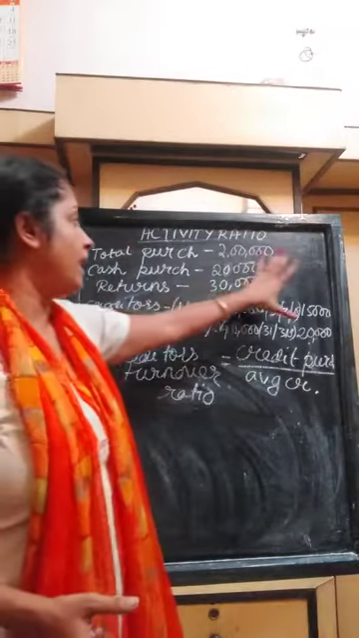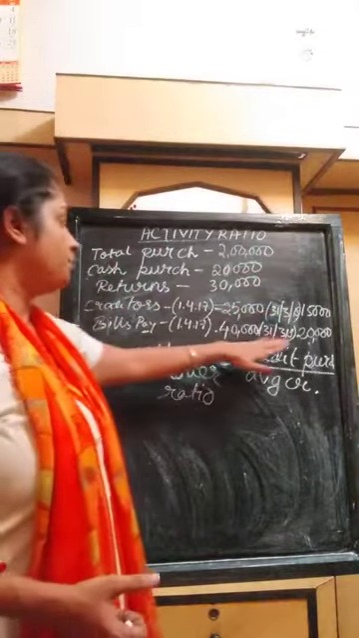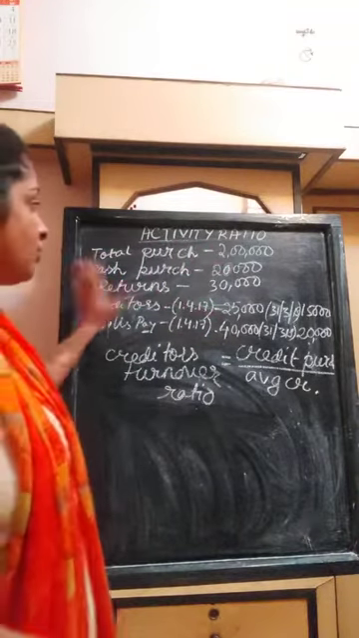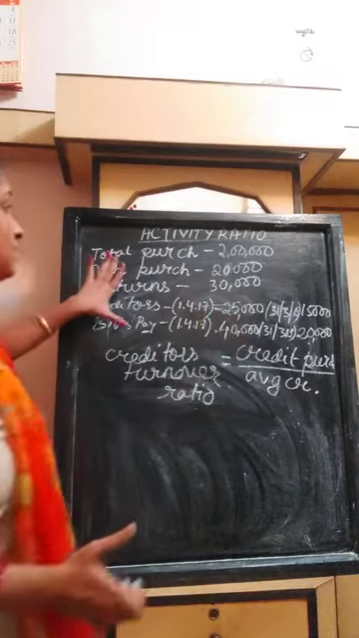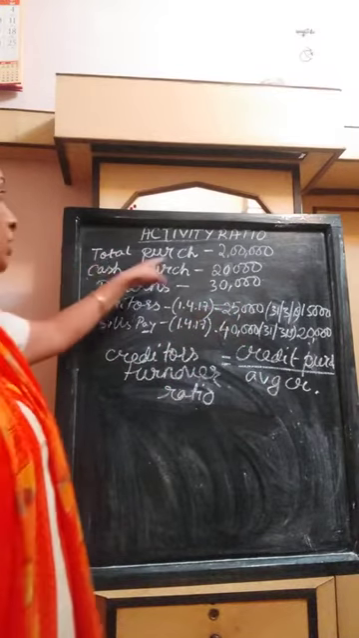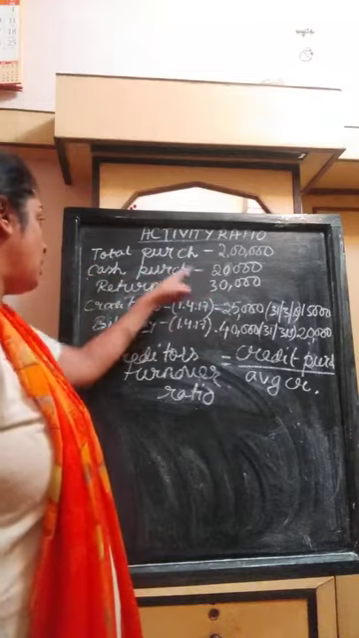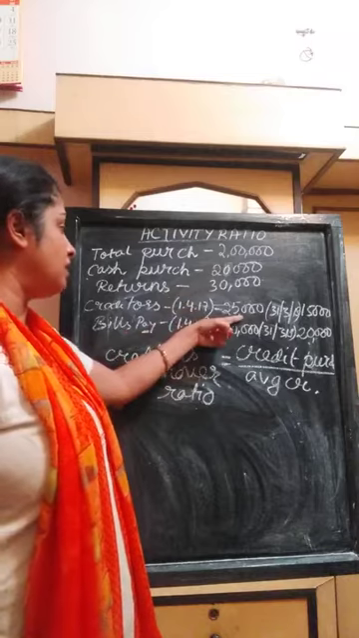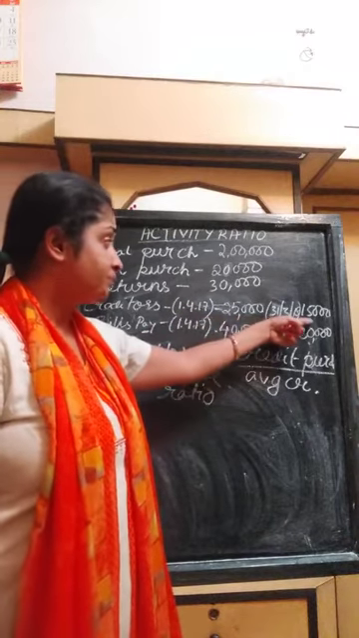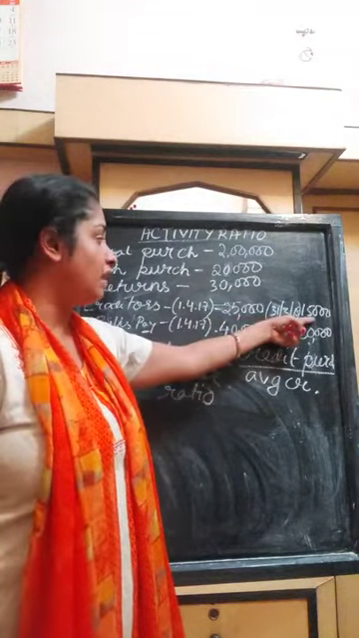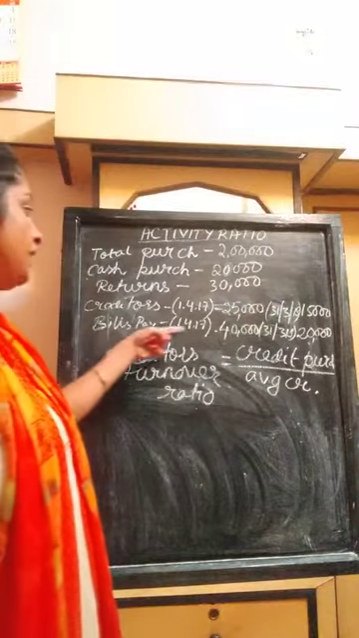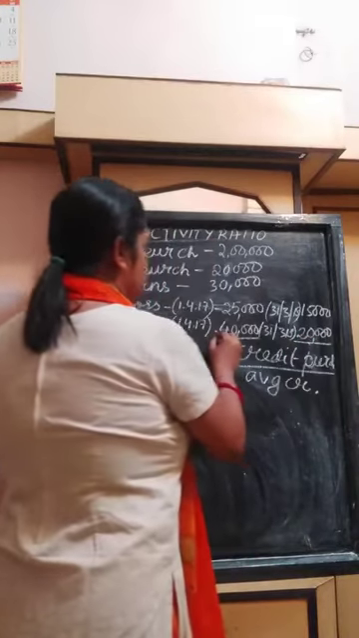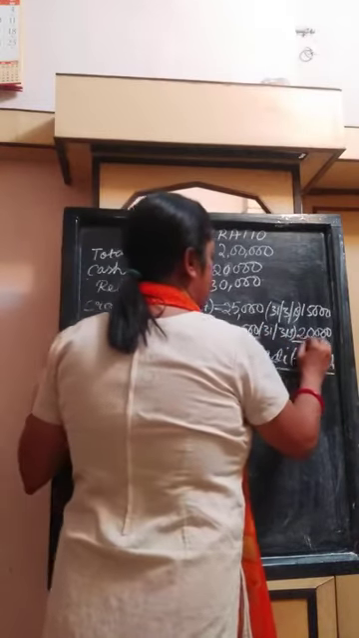Now here I have given an illustration, just like the previous sum of debtors turnover ratio. First you copy this illustration. Here I have given total purchase 2 lakh, cash purchase 20,000, purchase returns 30,000, opening creditors 25,000, closing creditors 15,000, and bills payable is also there. Opening bills payable is 40,000, whereas closing bills payable is 20,000.